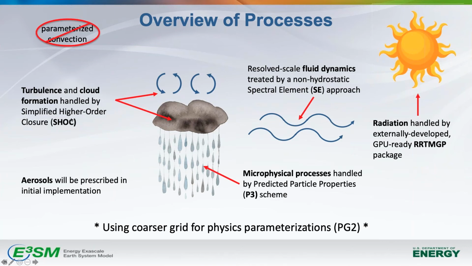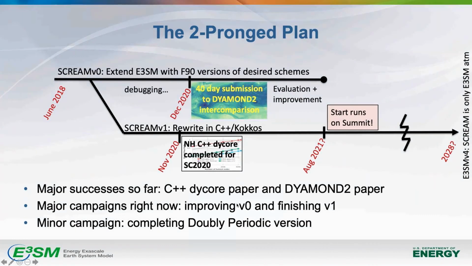And then turbulence and clouds are handled by the SHOC scheme, which you can think of as a simplified version of CLUBB. And of course, the whole point is to get rid of parameterized deep convection, at least. SHOC is able to handle shallow convection. And we're also using the so-called PG2 coarser grid for physics and dynamics, which has been shown to make the model run faster without much impact on climate.